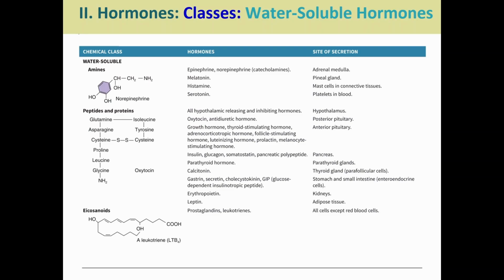And then the peptides, the proteins. Those are going to be everything that comes from the hypothalamus. This is going to be growth hormone, TSH, ACTH, FSH, LH, prolactin, MSH, insulin, glucagon, parathyroid hormone, calcitonin, gastrin, EPO, leptin, prostaglandins. It's a super, super long list of hormones that are water soluble. So really, if you had to guess, most hormones are going to be peptide based. We had a very short list on the lipid based.